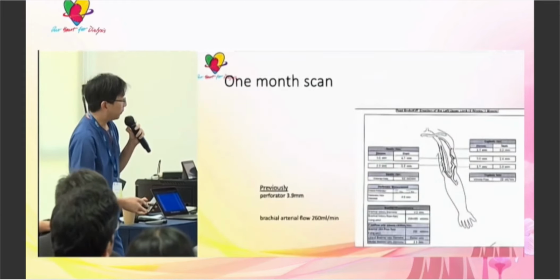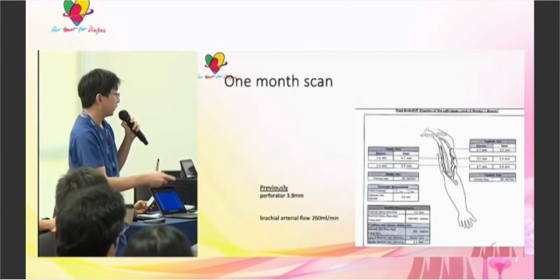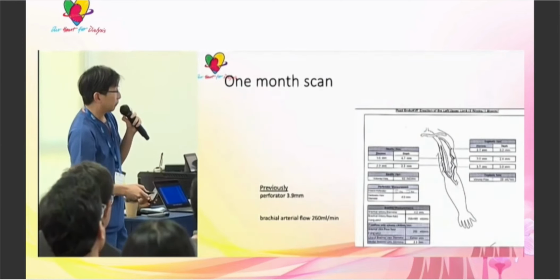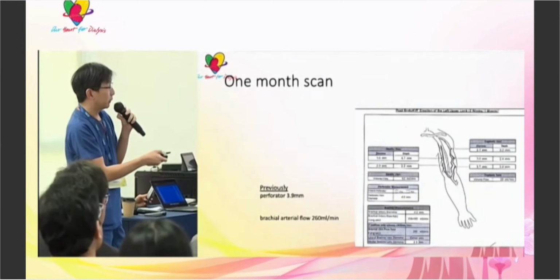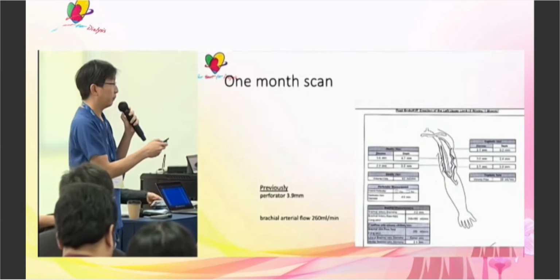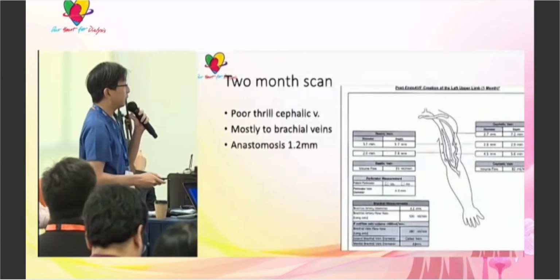At 1 month, previously it was a 3.9 millimeter perforator. Now it's 4 millimeters. It's about the same. The brachial arterial flow went from 260 to 350. The sizes of the cephalic vein was still rather small, 2.7 to 3.7 mm. So it looks promising, but not big enough for cannulation, right? Basilic vein was about 3 mm.